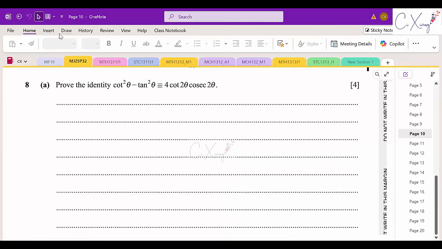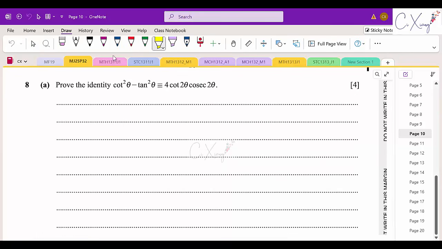Alright, we are now at question number 8. They want us to prove this identity. Okay, and since they give us left-hand side starting with cotangent square theta minus tangent square theta, then I will start from left-hand side. Actually, by habit, I would usually prefer to start from the double angle one, going from right to the left.